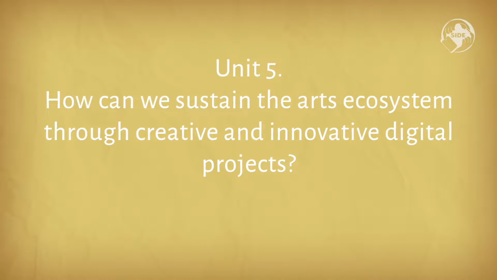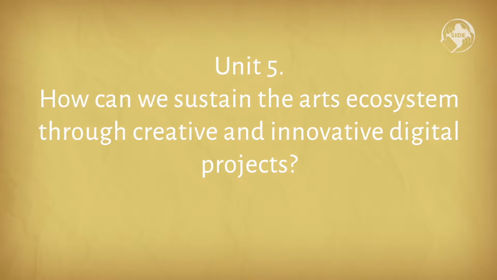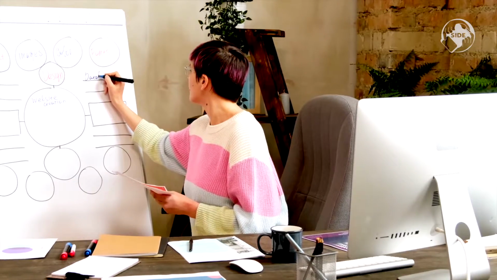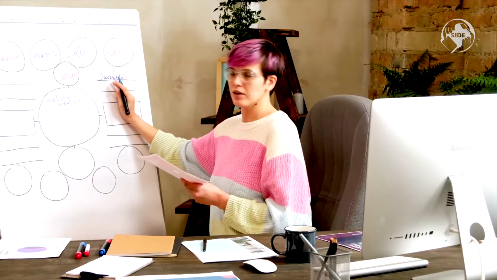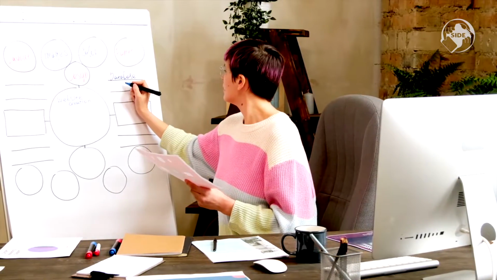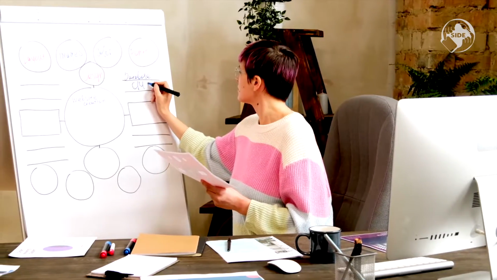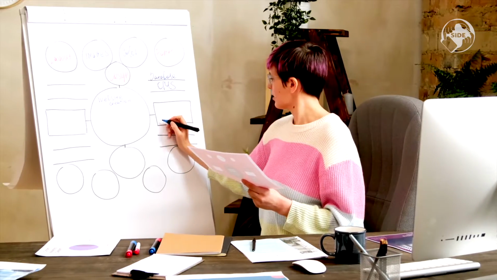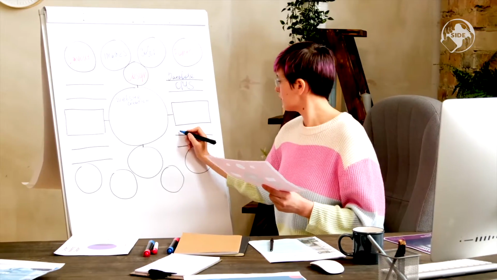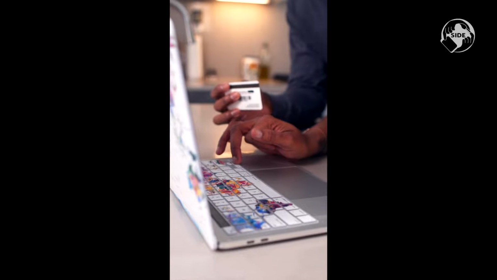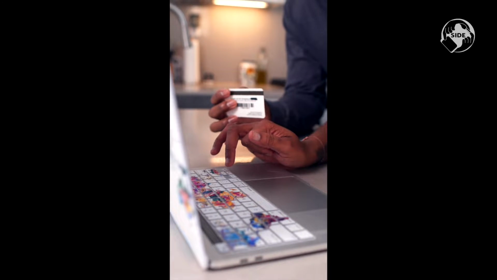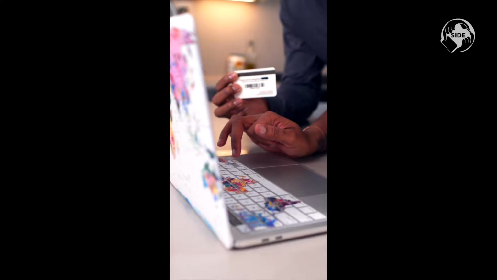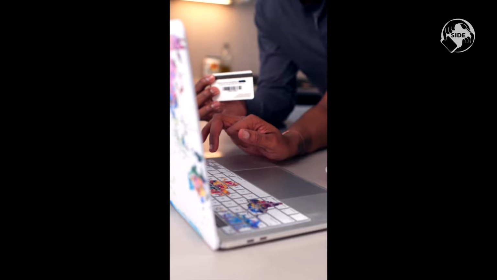Unit 5. How can we sustain the arts ecosystem through creative and innovative digital projects? As in every complex system, the art market consists of subtypes of macro factors that regard the markets as a whole. A healthy ecosystem would give every human an equal chance to enjoy art activities based on personal interests and skills. Also, a healthy art ecosystem would allow at least once every citizen to participate in all art disciplines as an audience member.